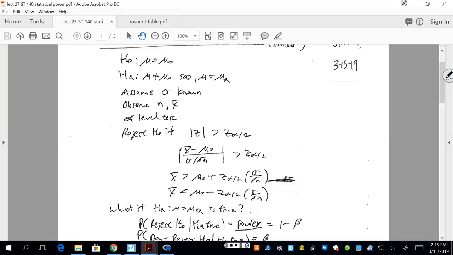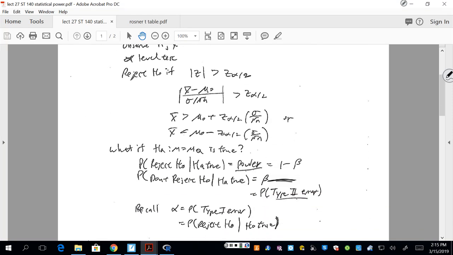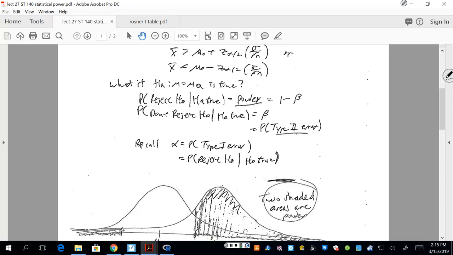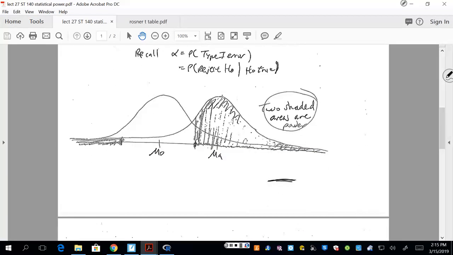For now, let's assume that sigma is known, just to simplify things and use the normal. Right? We reject the null hypothesis if our statistic is big enough. If it's bigger than mu plus a few standard errors, or less than mu minus a few standard errors. Right? That's where we reject. That's essentially all determined by the null hypothesis. But if HA is true, we can calculate the probability that we do reject. So power is illustrated by the shaded area here.